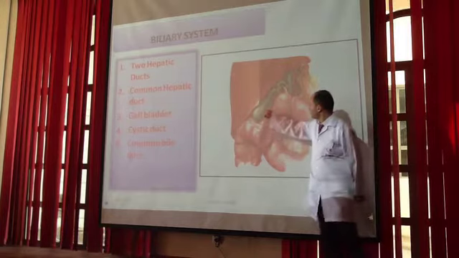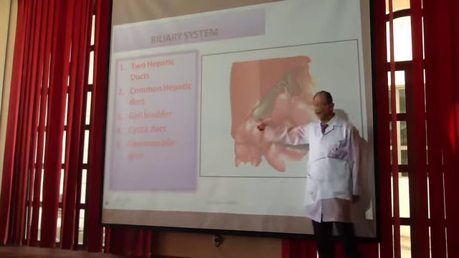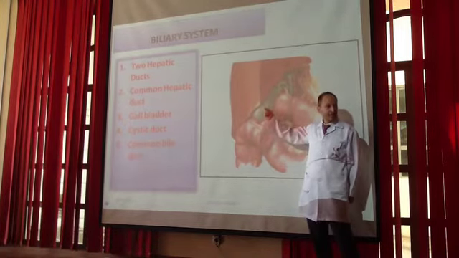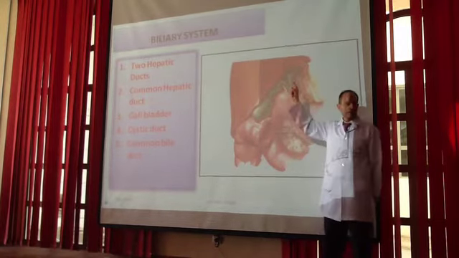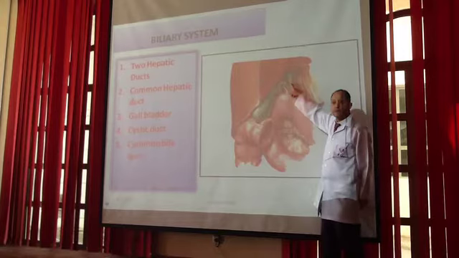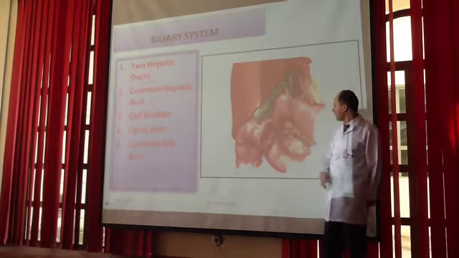We have 3 parts. It has fundus and body and the neck. From the neck we have cystic duct joining common hepatic to form common bile duct.